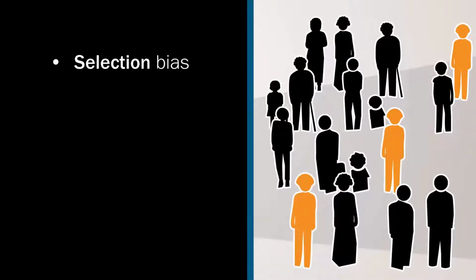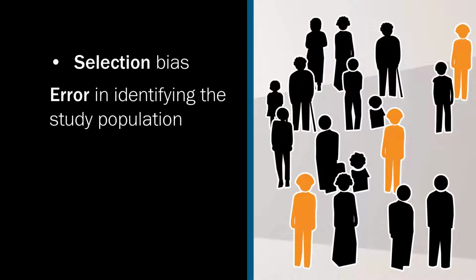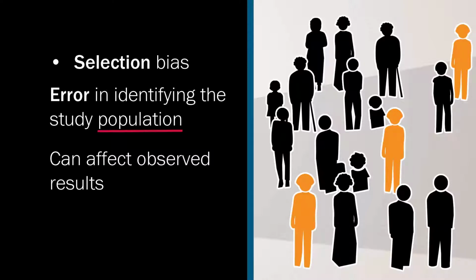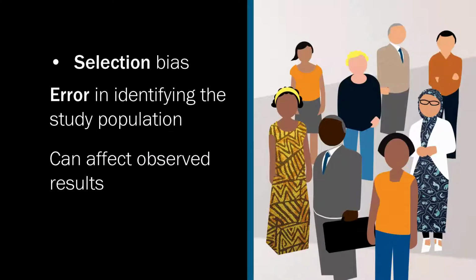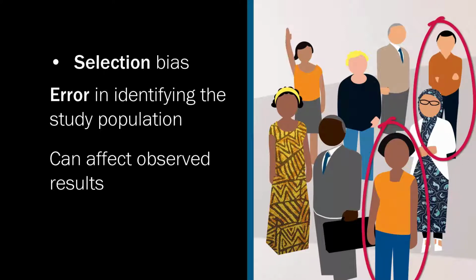Selection bias occurs when there is an error in the process of identifying the study population. Selection bias can affect the observed results. For example, in a cross-sectional study, asking for volunteers rather than using a random selection from a population can result in selection bias. It is well known that volunteers are not representative of the population.